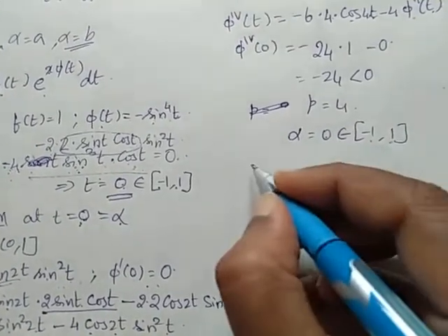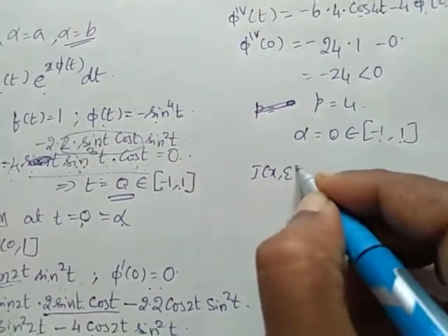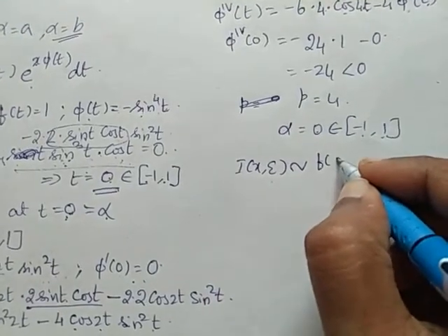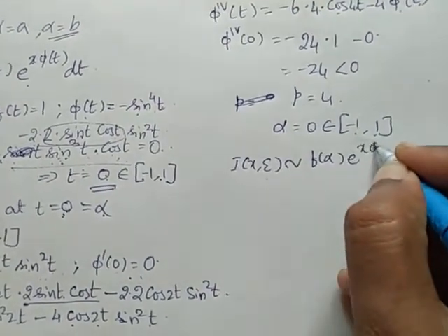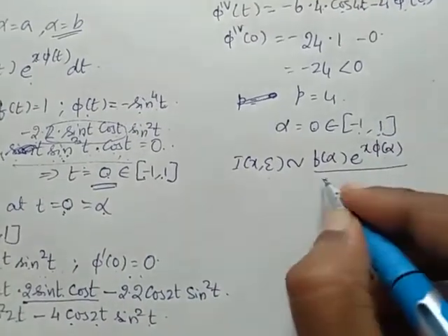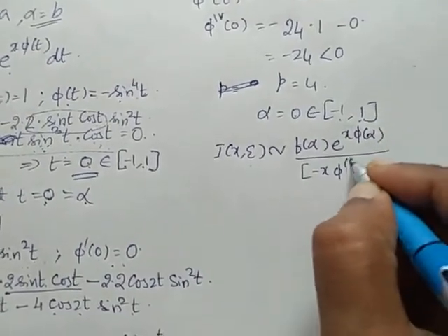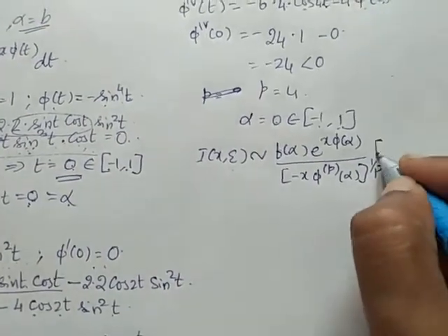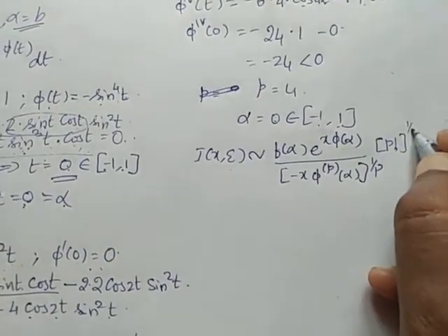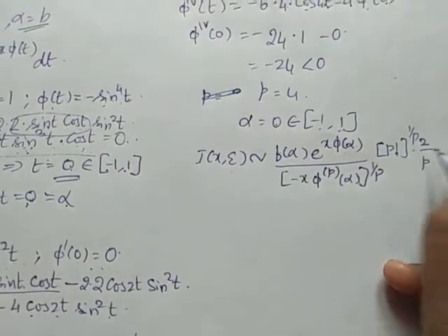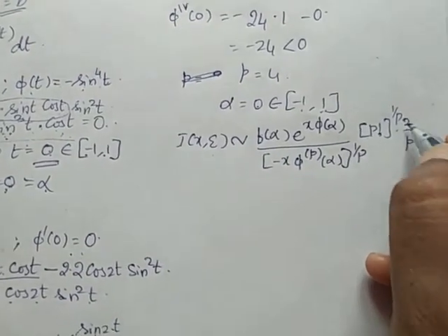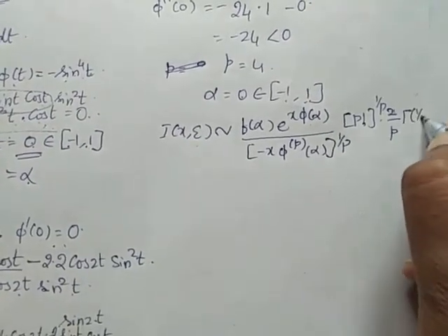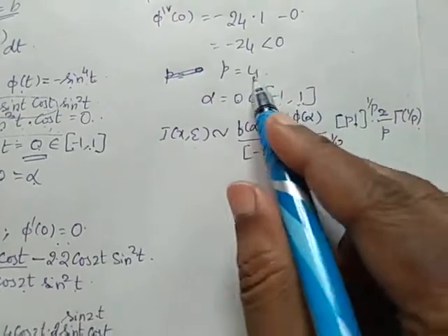In first case, what is our formula? I of x comma epsilon is approximately equal to f of alpha e power x phi alpha whole divided by minus x phi of pth derivative alpha, whole to the power 1 by p, into factorial to the power 1 by p. Here we will have 2 by p. In first case it is 2 by p. In second case and third case it is 1 by p. So don't get confused, gamma of 1 by p. Substitute the value of p as 4.